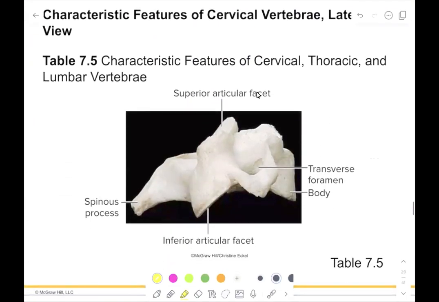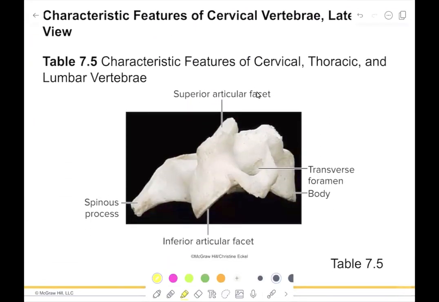When we look at a lateral view of a vertebra, we can see the superior articular facet, which you just saw, the spinous process, which is going to be pointing posterior, the inferior articular facet, the transverse foramen, as well as the body.